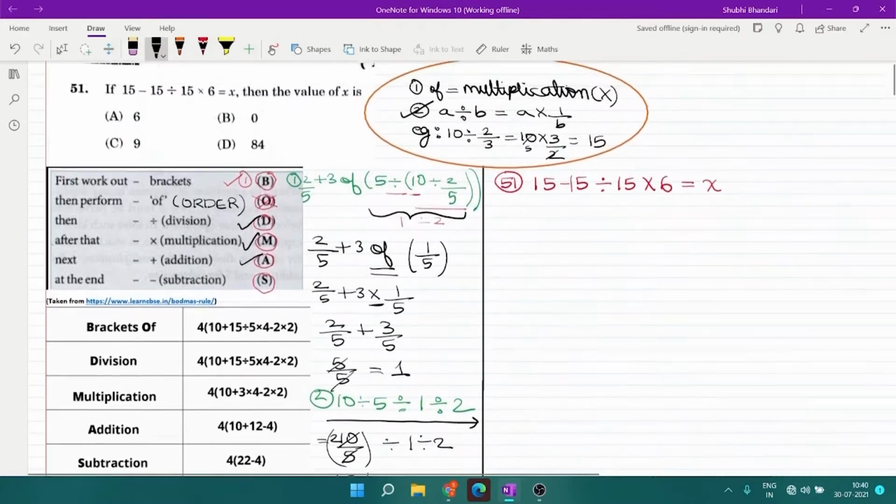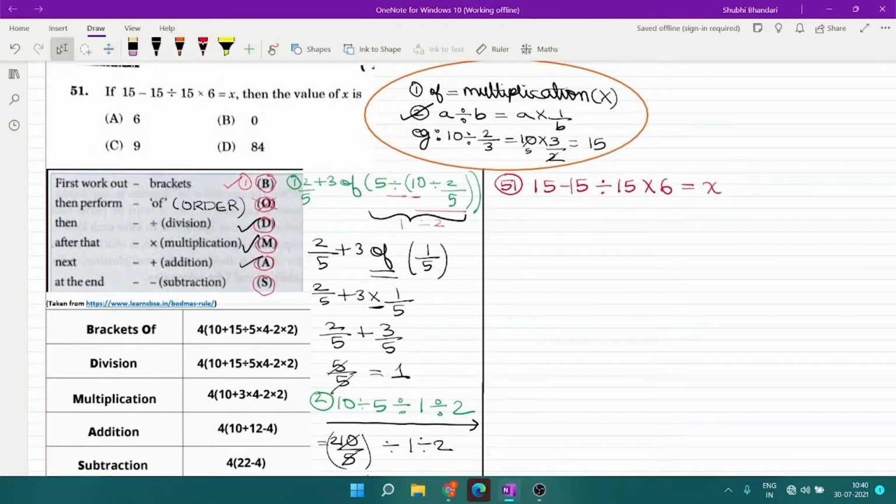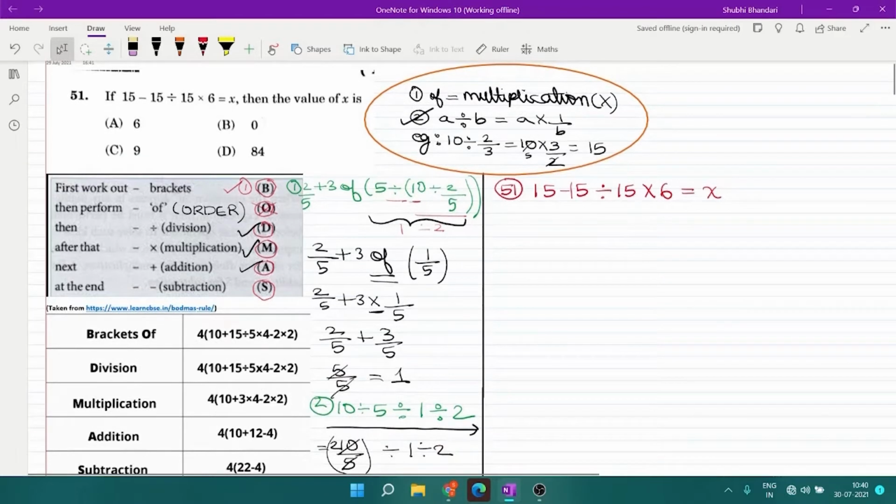Now let's solve our question. 15 minus 15 divided by 15 into 6 is equal to x, and we have to find the value of x. So let's apply BODMAS again. Is there any bracket here? No. Order? No. Division? Yes, there is a division here. So 15 divided by 15 is 1. So 15 minus 1 into 6 is equal to x.